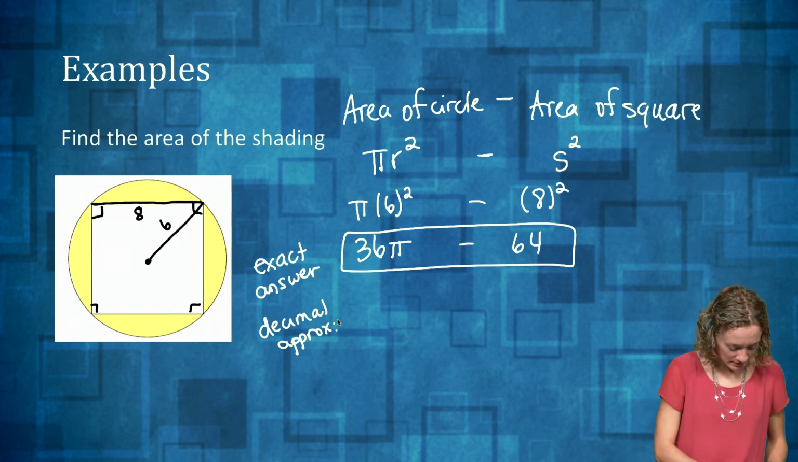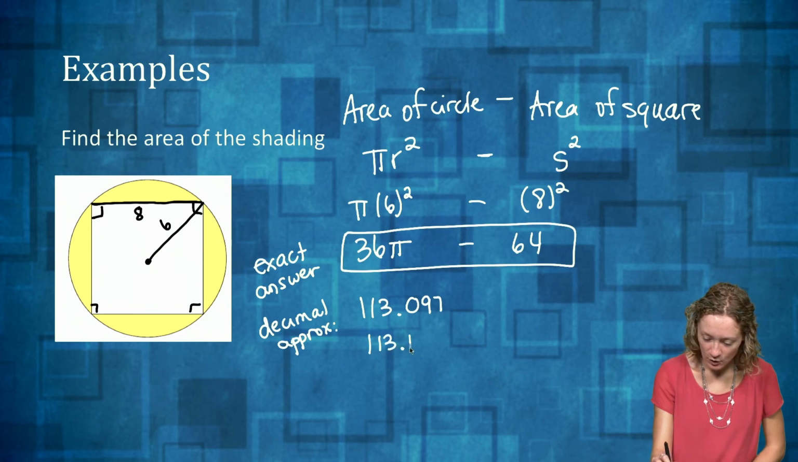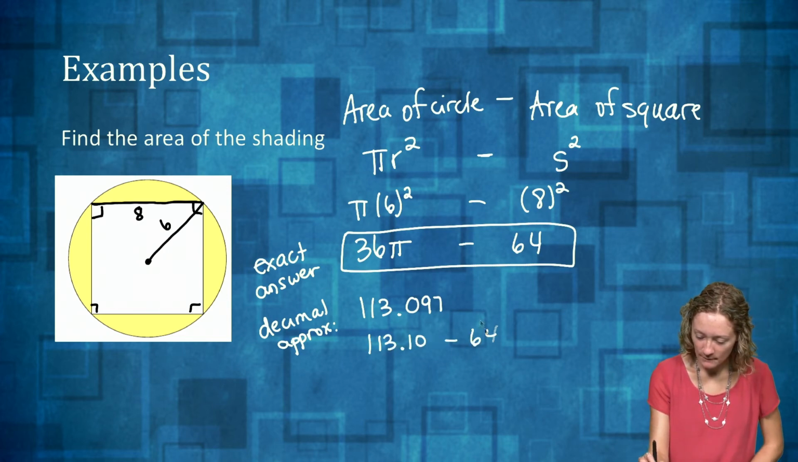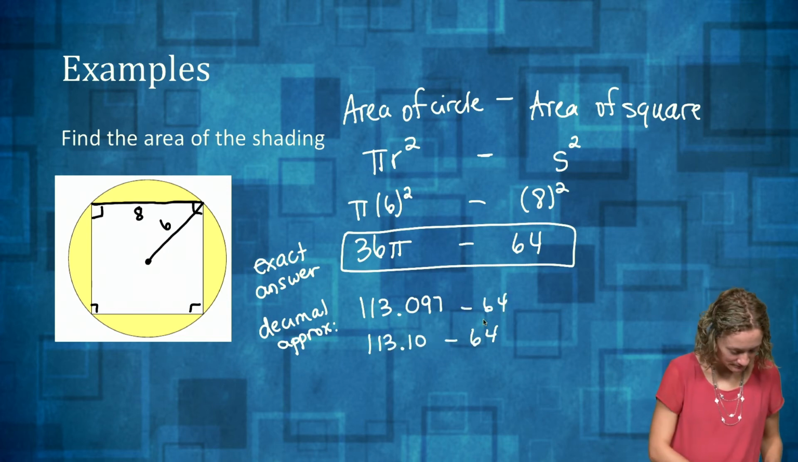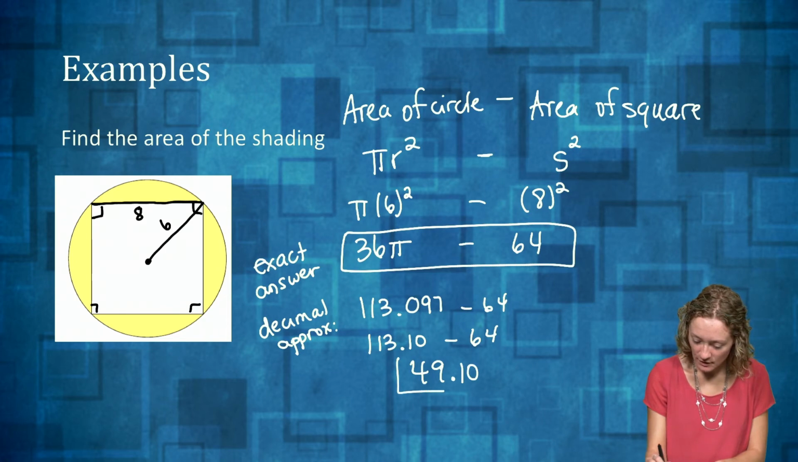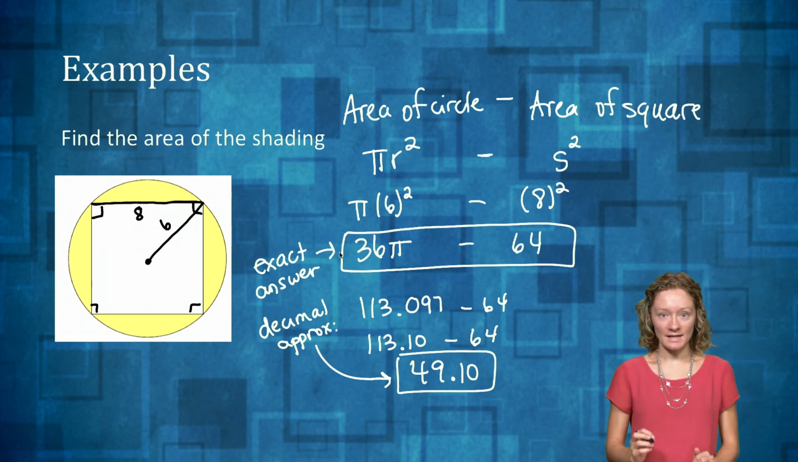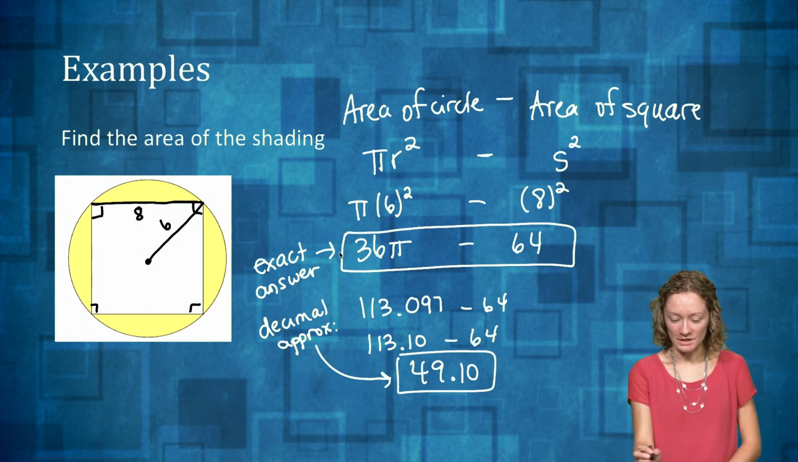So 36 pi is 113.10, still minus 64. Then subtract it out, 49.10. So if we wanted a decimal approximation, this is what it would look like. If we want an exact answer, 36 pi minus 64.